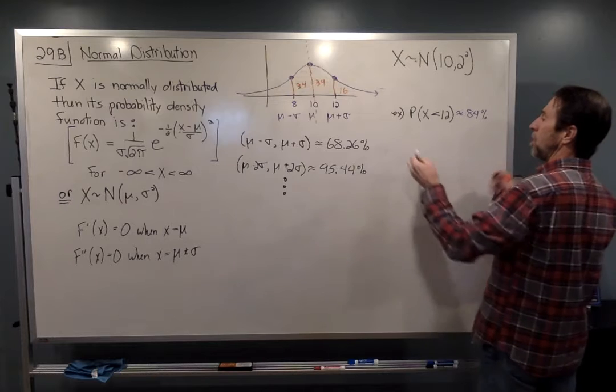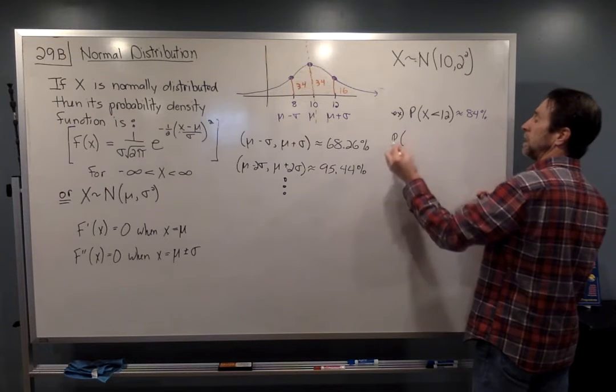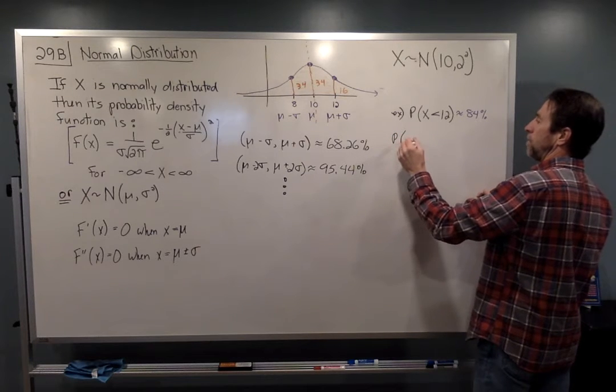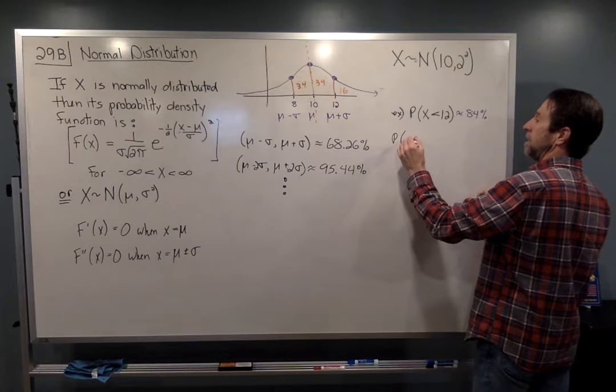Another option could be maybe on an interval. What's the probability that it's going to be between 8 and 10?